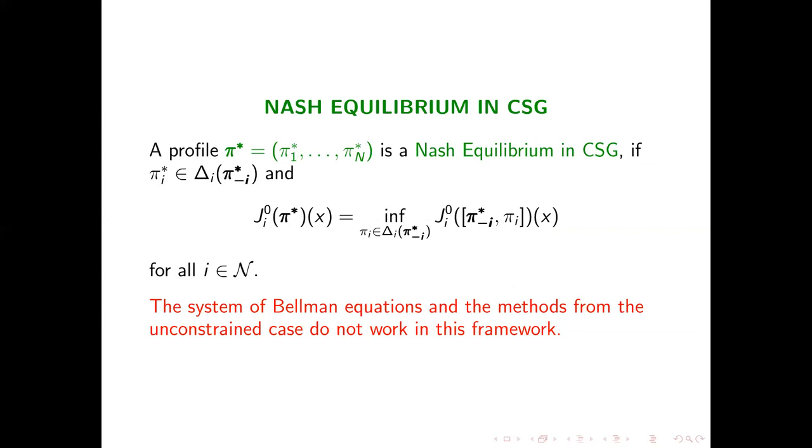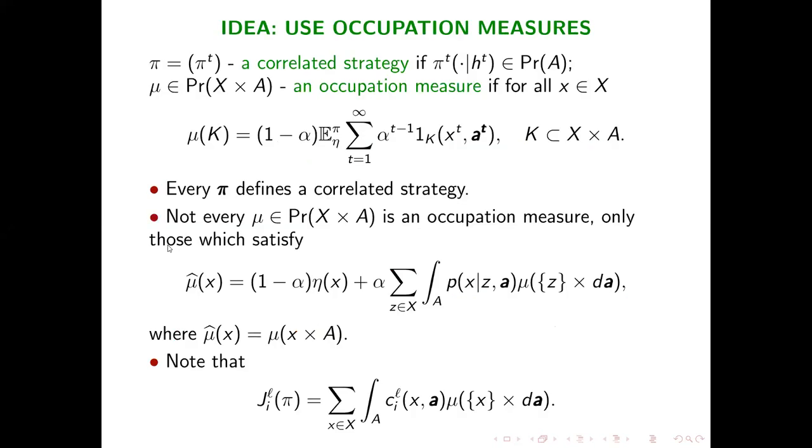And due to the additional constraints, the system of Bellman equations and the techniques from dynamic programming do not work in this framework. So we cannot use Bellman equations, write them, and just somehow get the solution. No. Here it does not work because of the presence of constraints. So the idea is to use the occupation measures.